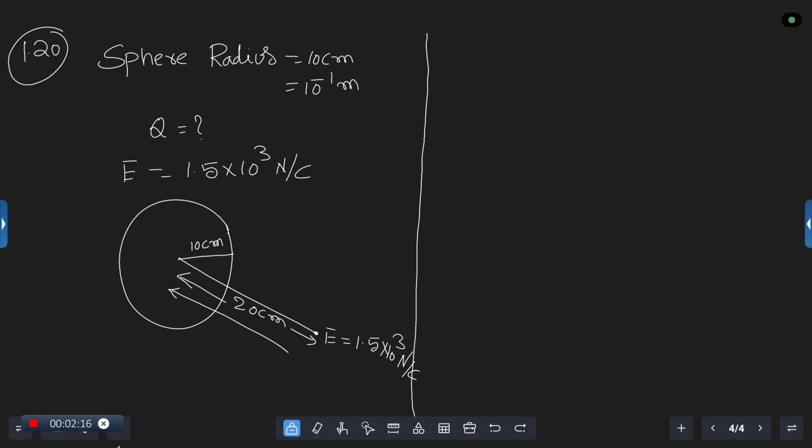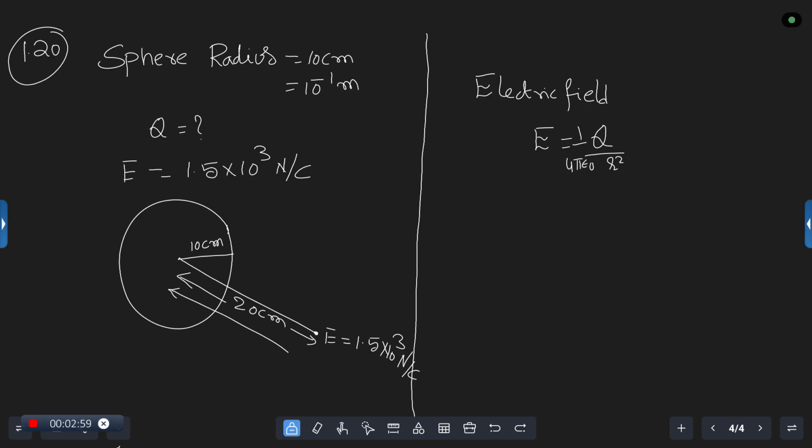The electric field radially inward means here charge is positive charge or negative charge? The electric field line starts from the positive charge and ends at the negative charge. So positive charge. You know the formula for sphere electric field, E equals 1 by 4 pi epsilon naught Q by R square.